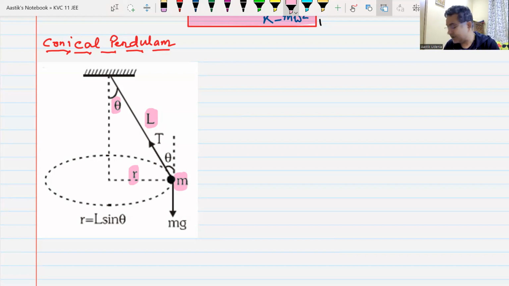Now, once you understand this, you can remember simple things, and those simple things are going to make every question in this particular case of conical pendulum very simple. For example, this R, the radius of the circle in which the conical pendulum moves, can be given by L sin theta. This is from the right angle triangle. You can see R, L, and theta are related like this. Do we understand this, everyone?